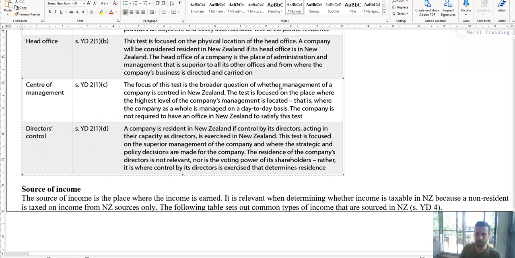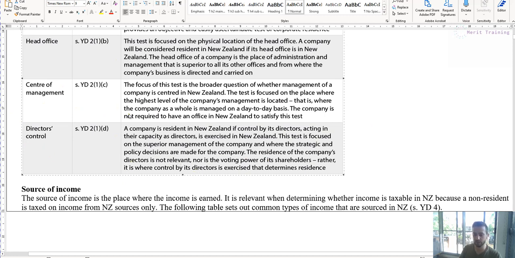So this is another grey area, and this is focused on where the management of the company and the strategic policy decisions are made for the company. So the residence of the company's directors is not relevant, nor is the voting power of the shareholders. Rather, it's where control by its directors is exercised.